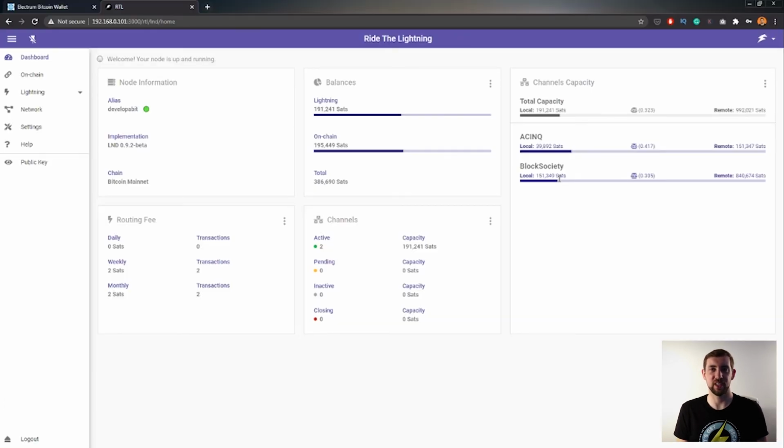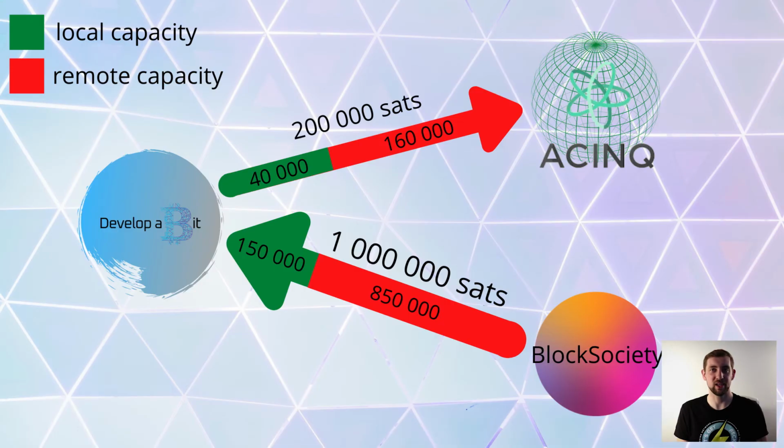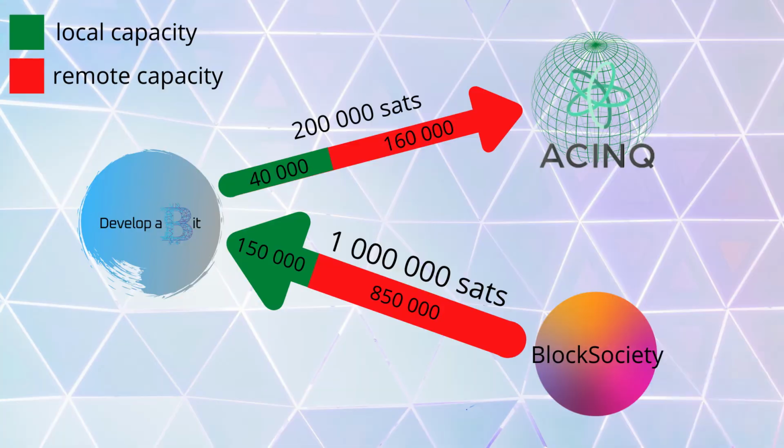If I would show it on the infographics, now my local capacity in summary is still around 200,000 satoshis. 190 to be more detailed, as on the Async channel I have 40,000 on my side and 160 on their side, but on Block Society there is 150,000 on my side and 850,000 on their side.